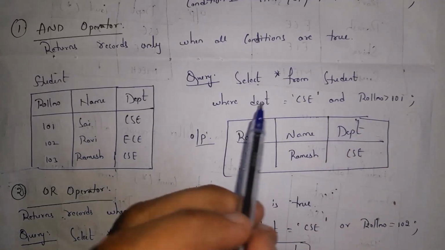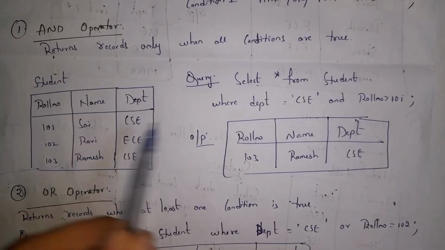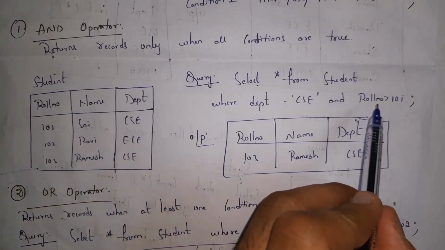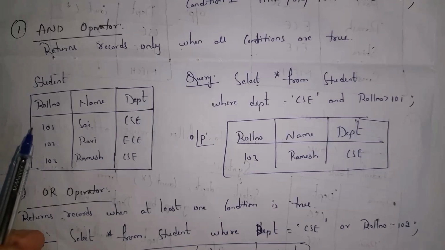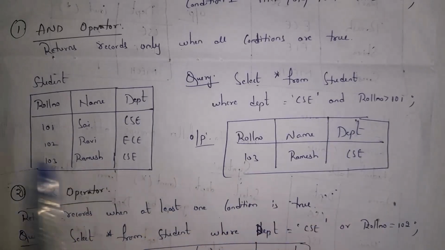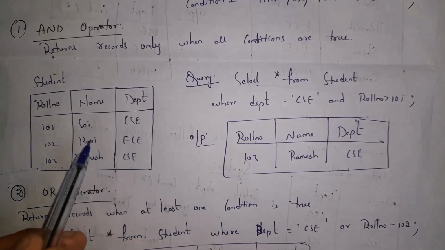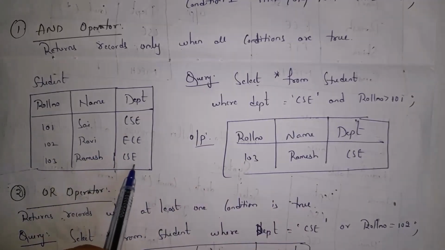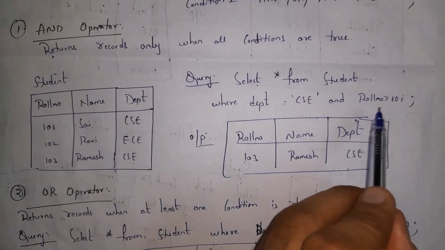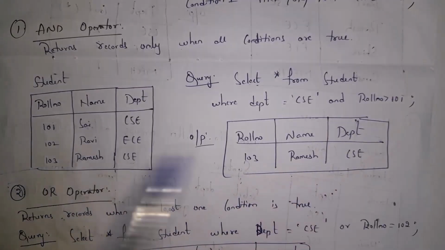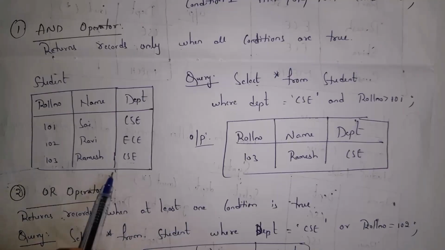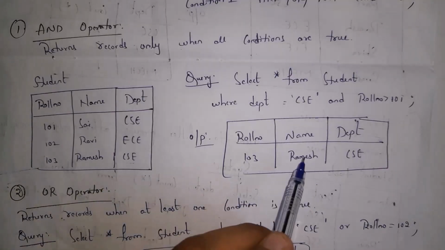So this condition, that is department CSC, is satisfied. But if you consider roll number must be greater than 101, here roll number is 101, so it is not greater than 101. Next again, department CSC, but here ECE, not satisfied. And if you observe the third record, department CSC is satisfied, and roll number greater than 101, as 103 is greater than 101, so this record will be printed. So I'll get output roll number 103, name Ramesh, department CSC.